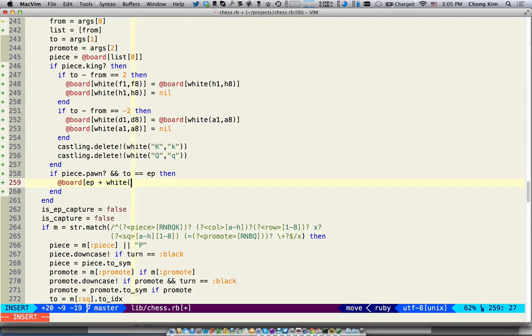Maybe it's a good time to replace 10 with width, because, let's see, we'll just leave it as 10.